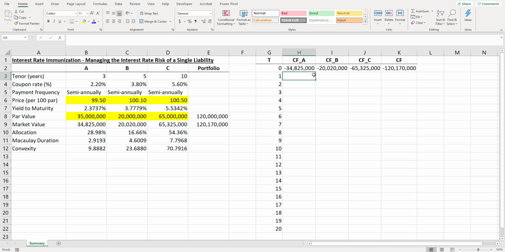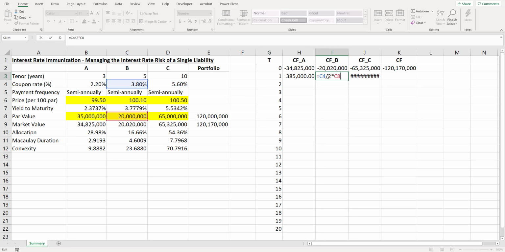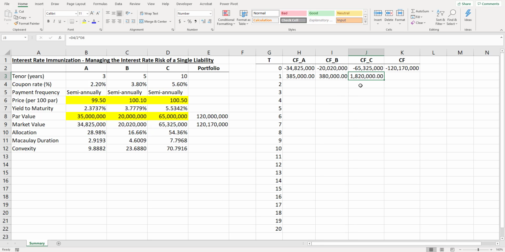Now I will calculate the coupon payments. For bond A, that's the coupon rate divided by 2 times the par value. Then I have the numbers here, so I will just copy this over to the right hand side. We have the same number here, just remember to divide by 2. And here we have 1.82 million. And then lastly we'll just make sure we sum it up.